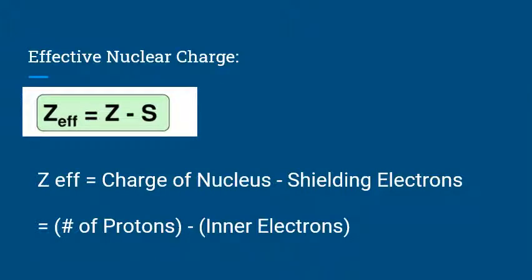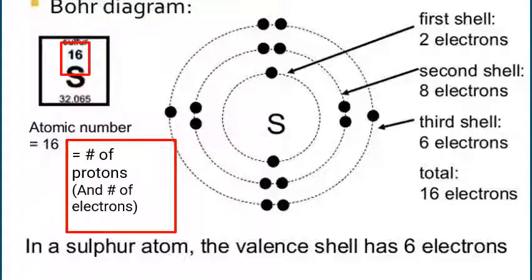Recall our formula for effective nuclear charge is to take the number of protons and then subtract from that the number of inner electrons or shielding electrons. So we already said that we know our atomic number is 16, and that corresponds to the number of protons, which corresponds to the first part of our equation, which again is Z minus S. So Z is our atomic number, our number of protons. So we'll take 16 minus the number of shielding electrons.